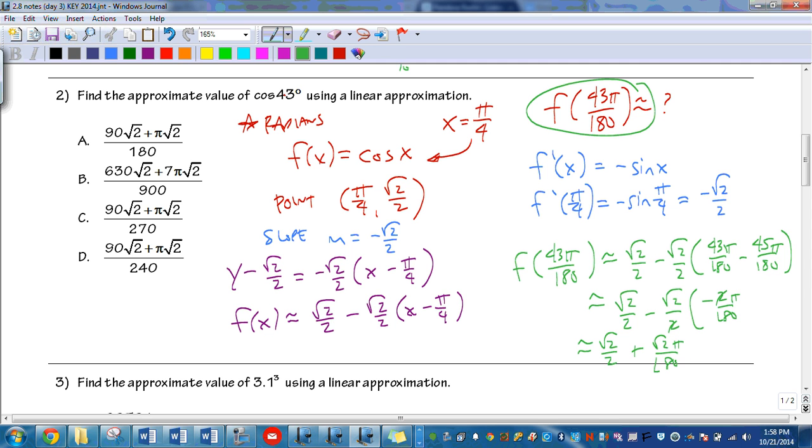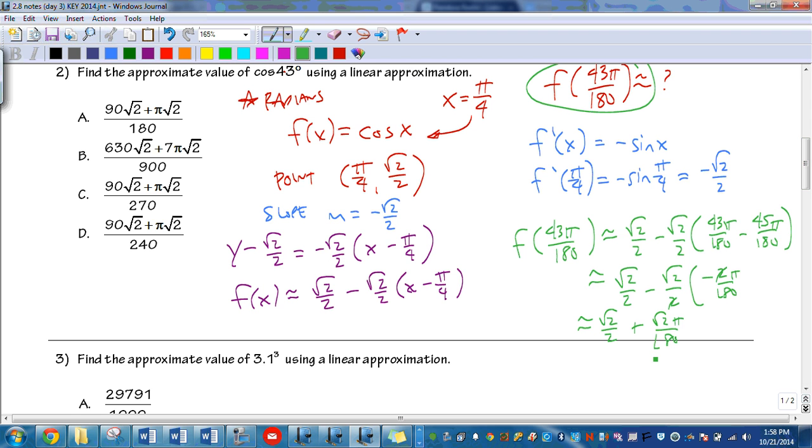But we can see that's not one of our options over here. So we need to take our answer and make it look like one of these. To do that, all we have to do is combine these to get the same denominator. So we can make this fraction over 180 if we multiply the top and bottom by 90. So we get 90 root 2 over 180 plus root 2 times pi over 180. If we combine those, we get 90 square root of 2 plus pi square root of 2, all over 180.